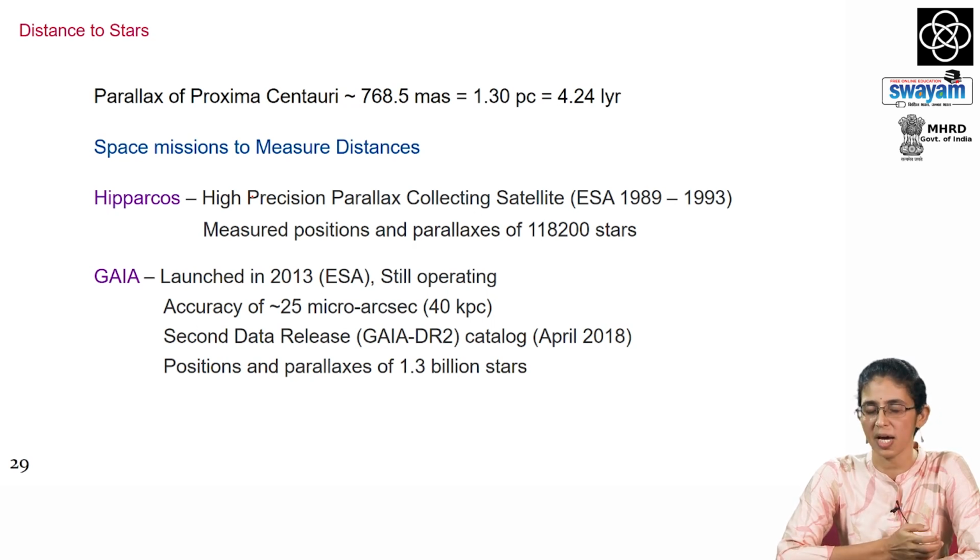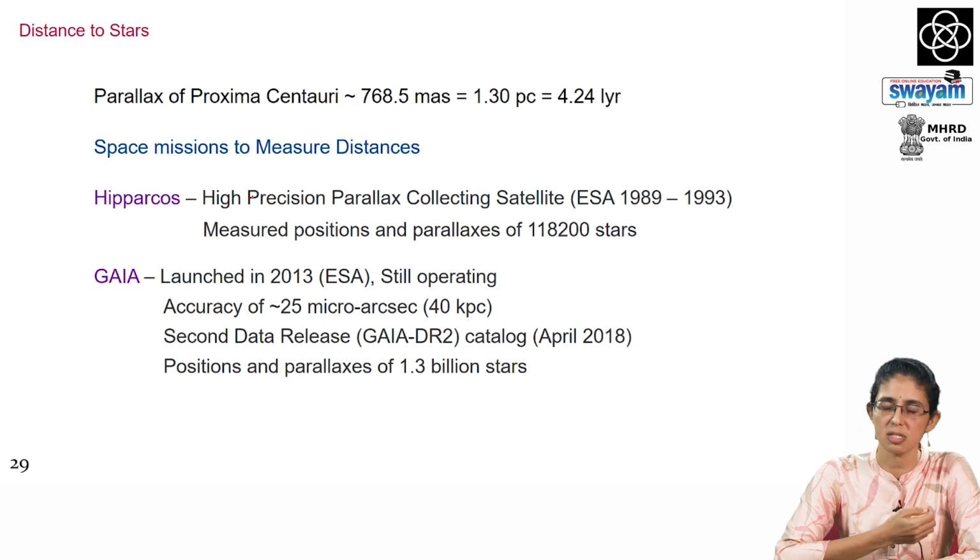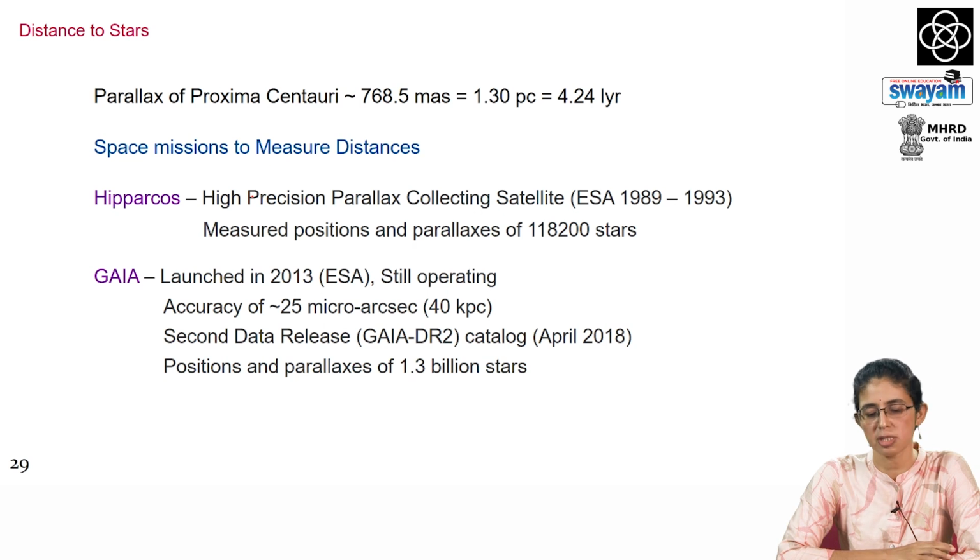stars one can measure the parallax because the angles are larger. As the stars are more distant, it is more difficult to measure the parallax because the angles become smaller, and therefore, the distances also start becoming uncertain. For example, Proxima Centauri has a parallax of 768 milliarc seconds, which corresponds to 1.3 parsec, which is 4.2 light years.